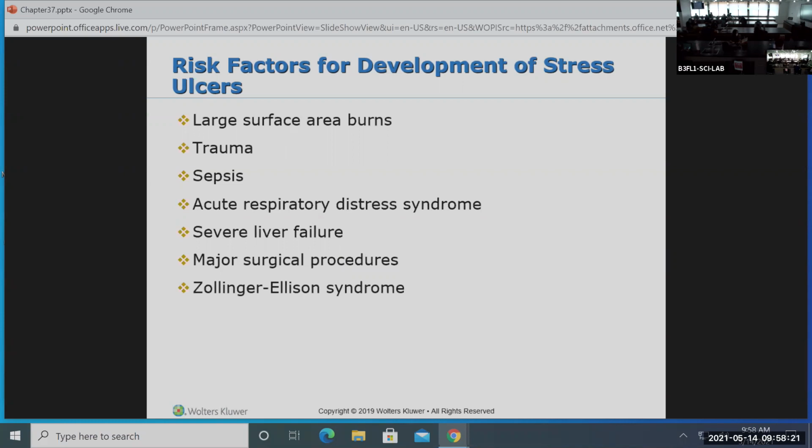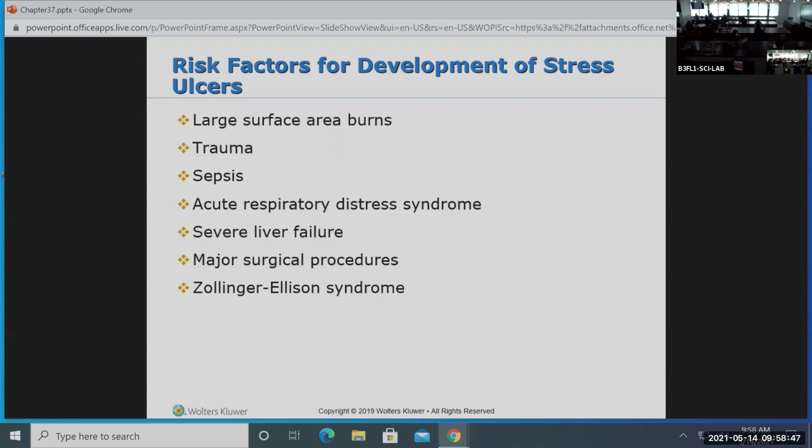Like what, if you look at that one, like trauma, patient with severe trauma, head injury, severe infection, sepsis, acute respiratory distress syndrome, severe liver failure, major surgical procedure. I went under major operation, major surgical procedures.